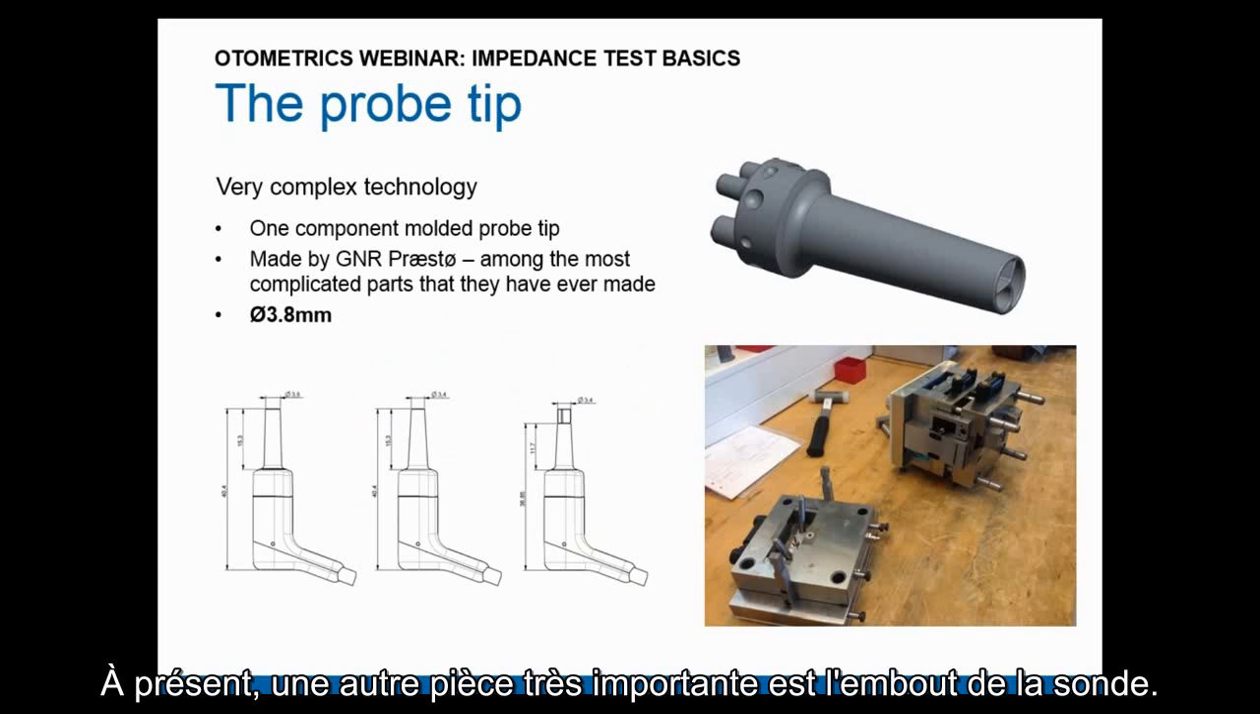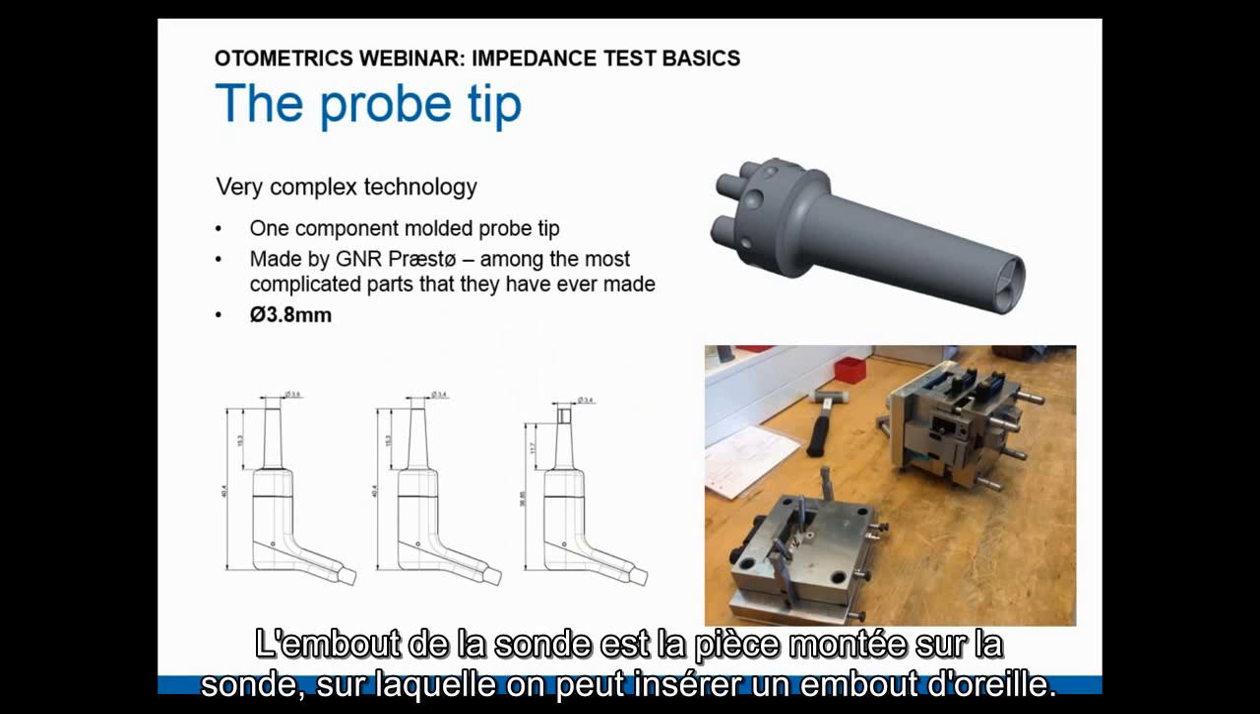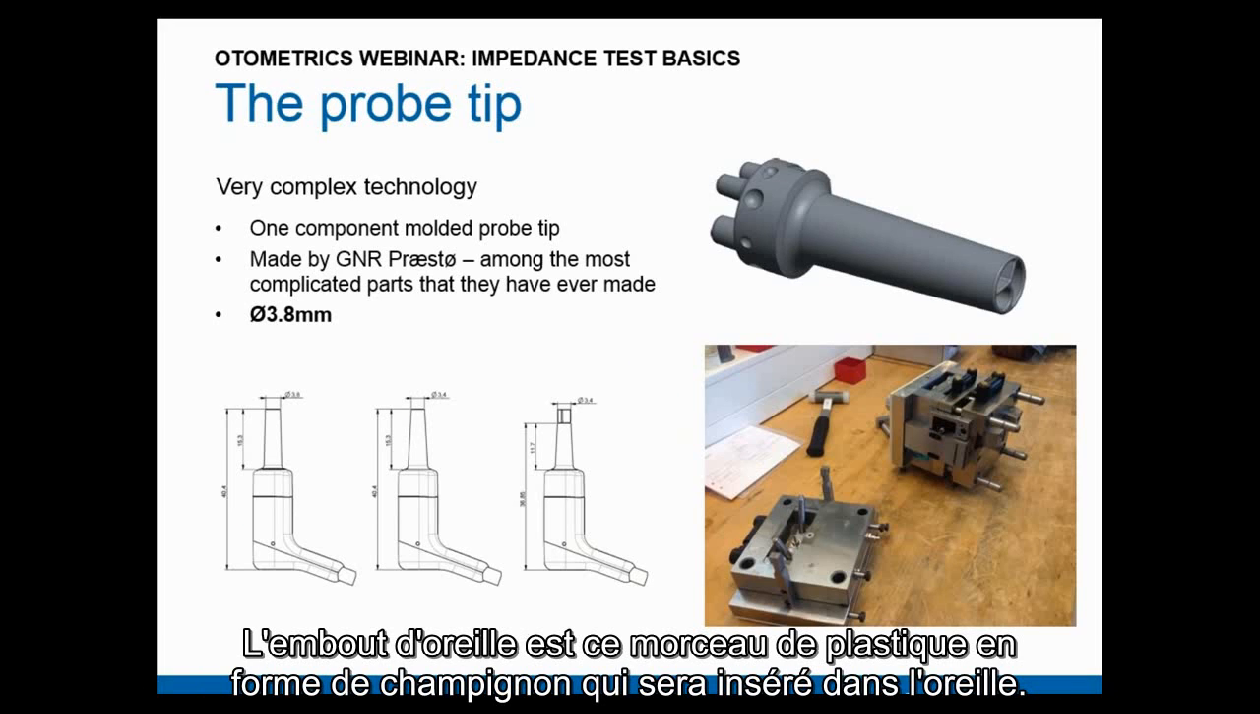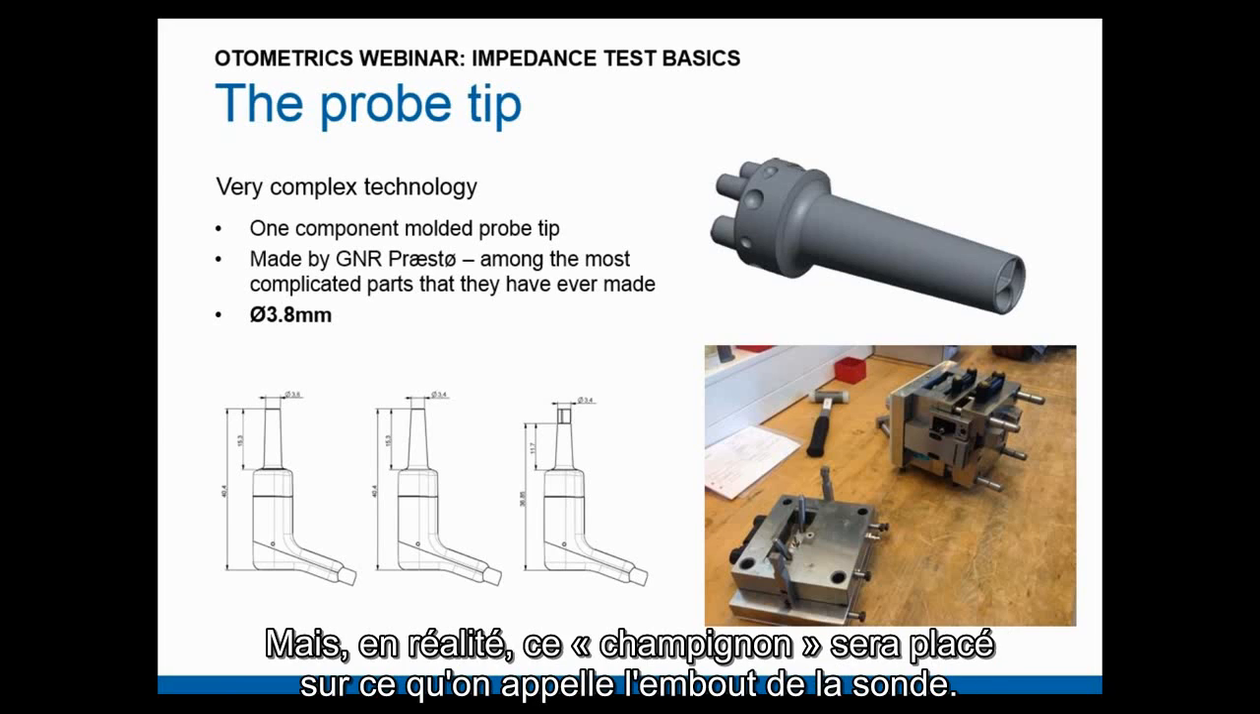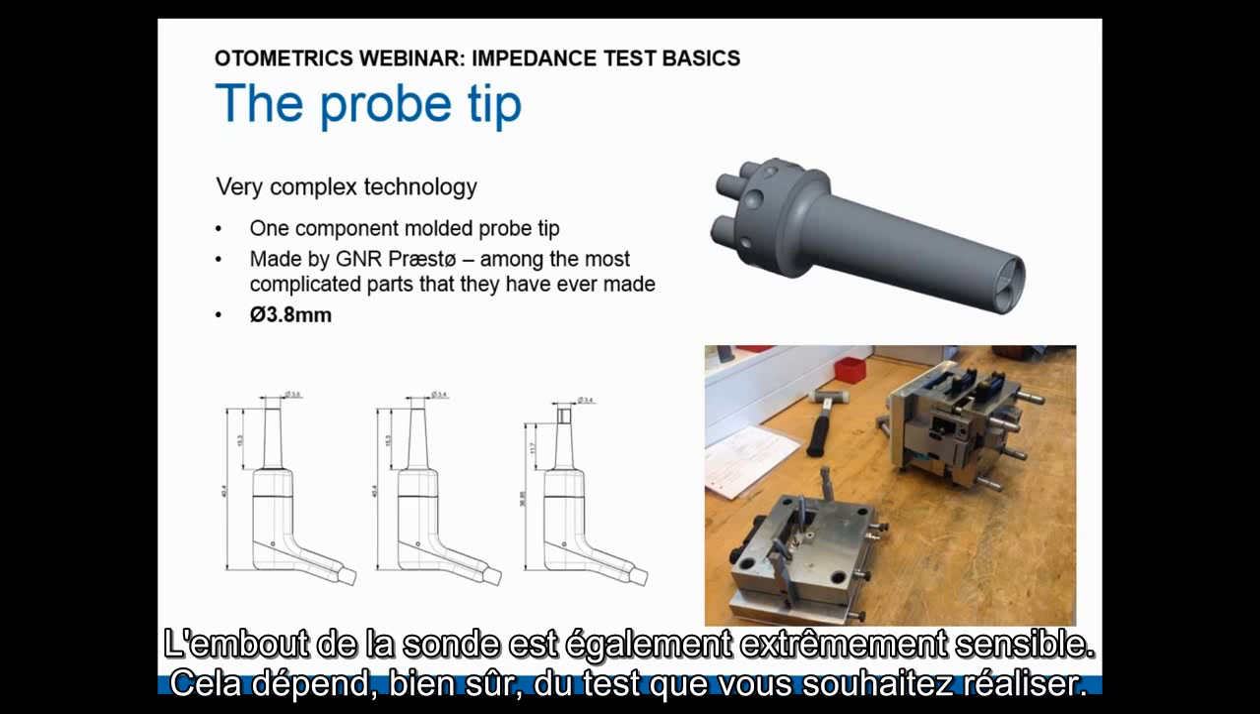Now another very important part is the probe tip. The probe tip is this part which is coming on top of the probe, where you can plug the ear tip. So the ear tip is this mushroom-shaped piece of plastic which will be introduced in the ear, but this mushroom will actually come on top of what we call the probe tip. The probe tip is also very sensitive.